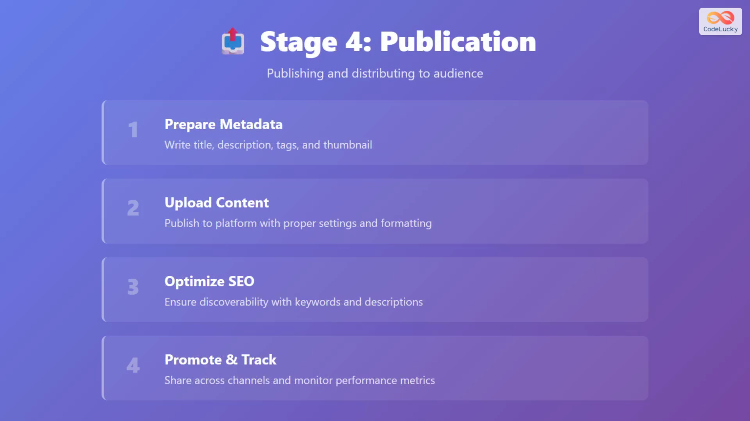The publication stage is your final push to get your content in front of your audience. Begin by preparing your metadata, which includes writing a compelling title, description, tags, and creating or selecting a thumbnail. Next, upload your content to your platform with all the proper settings and formatting applied. Then optimize for search engine visibility by using relevant keywords and writing descriptions that help people discover your content. Finally, promote your video across your other channels and track its performance metrics to understand how your audience is responding.